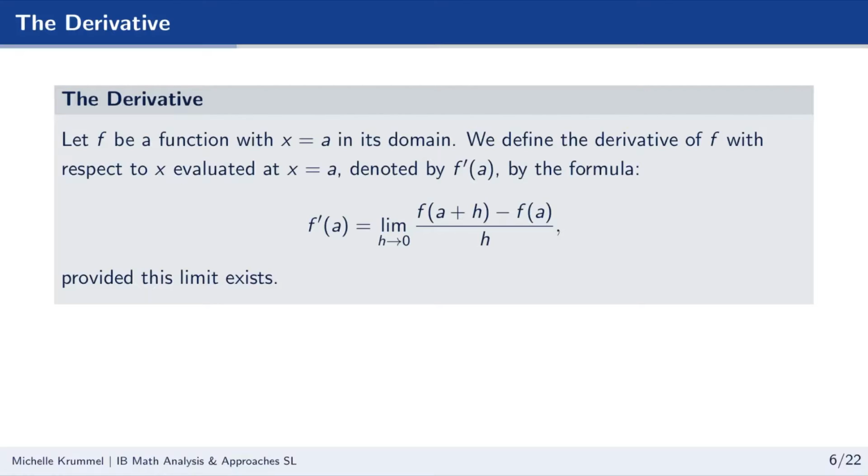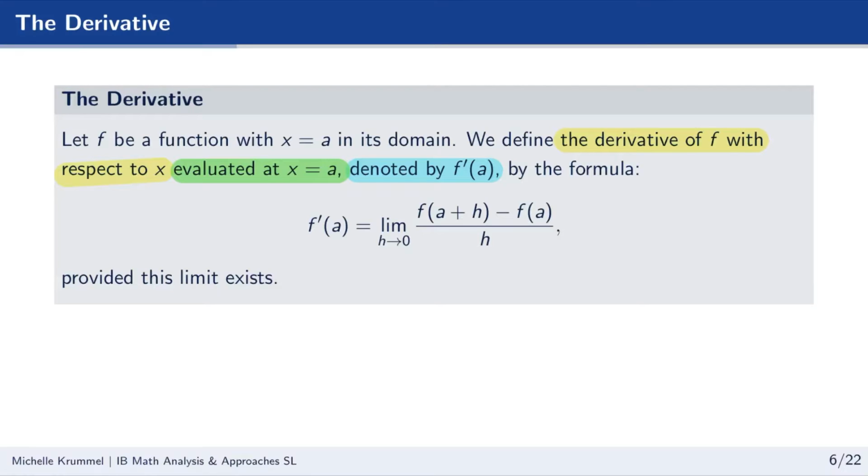Let f be a function with x equals a in its domain. So that tells us that when we see an a in the formula, it is an x value, just some x value in the domain of our function. We define the derivative of f with respect to x, evaluated at x equals a, denoted by f prime of a, by the following formula. f prime of a equals the limit as h approaches 0 of f of a plus h minus f of a over h, provided this limit exists.